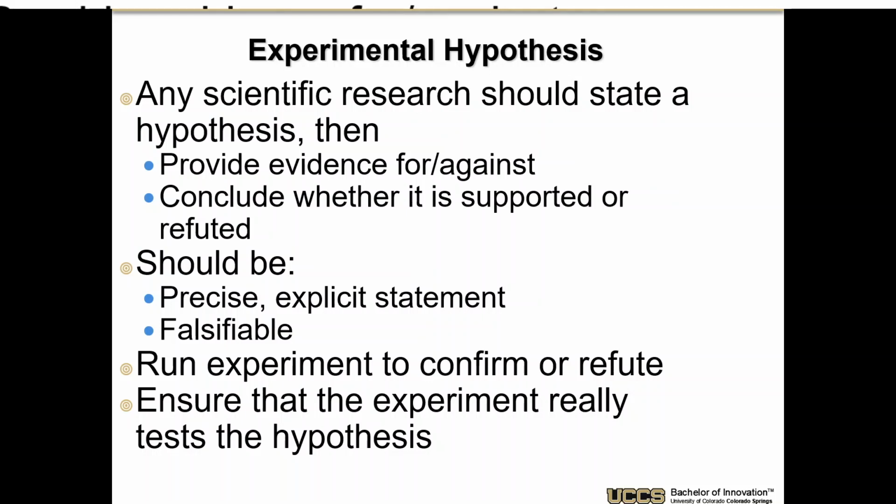Okay? As a hypothesis, it should be a precise, explicit statement, and falsifiable. Right? Because again, experiments can only falsify things, they can't actually prove them. We then want to run experiments to confirm or refute it, and ensure the experiment really tests the hypothesis. This last part is outside the scope of statistics. This part here comes down to what we want to do with statistics.